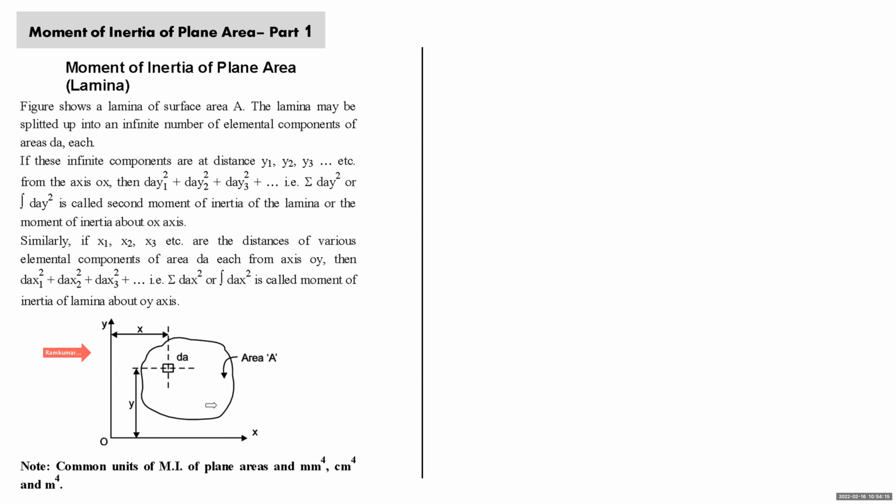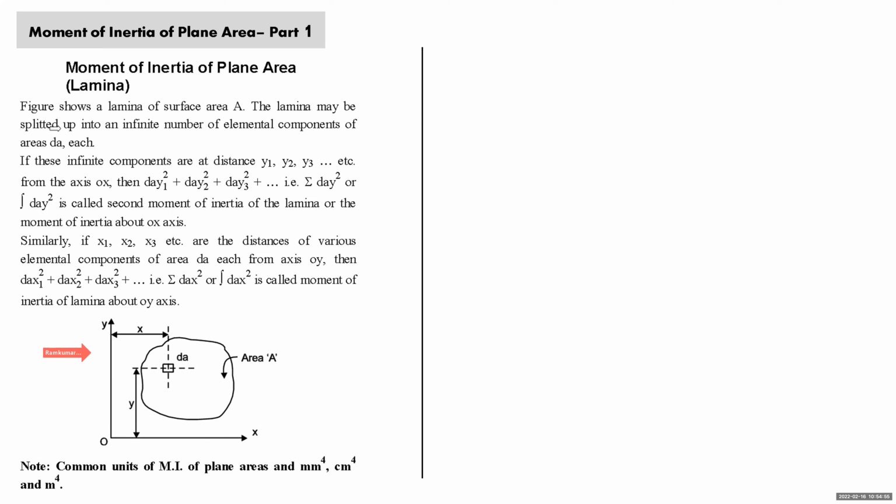Similarly, suppose this area is split into an infinite number of elemental components of area dA. Suppose y1, y2, y3, y4 are the perpendicular distances of these elemental components from reference axis OX. Then dA y1 square plus dA y2 square plus dA y3 square, or summation dA y square, or integration of dA y square, is called the second moment of area of the lamina. A slight correction: this is the second moment of area of the lamina about axis OY, or moment of inertia about axis OY.